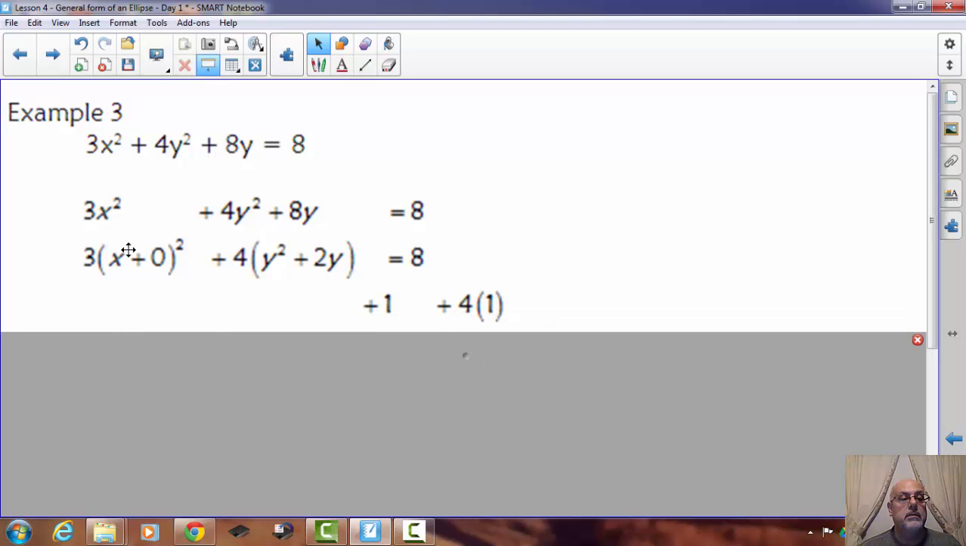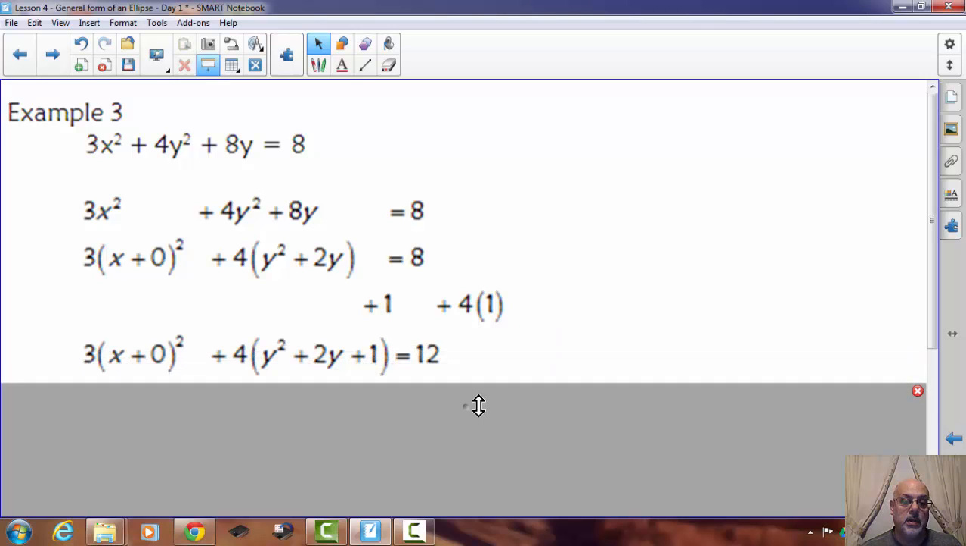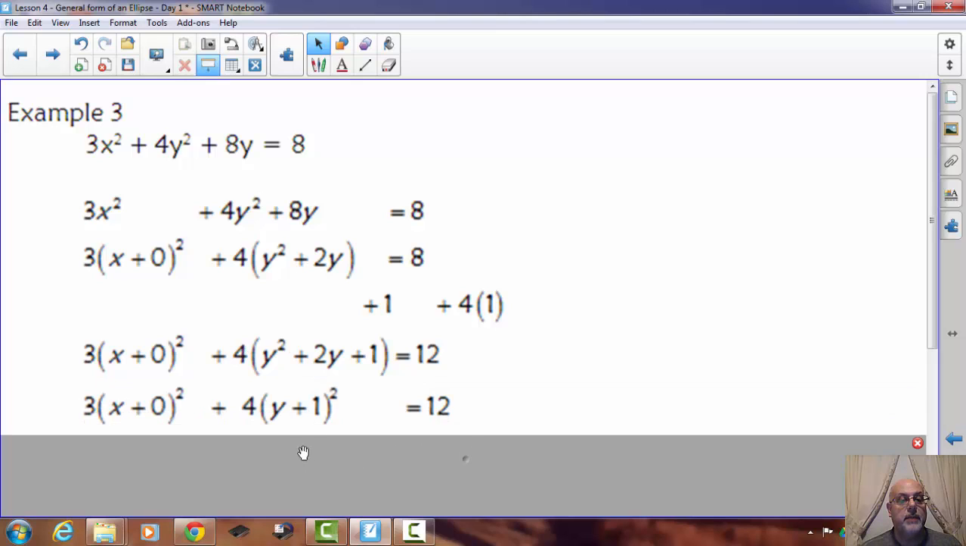So over here, there's nothing to add to the x terms. The y terms, you're adding 1, but you've got that 4 out front, so you're adding 4 times 1, which is 4. 8 and 4 is 12. So you've got to keep dragging the 4 in front of the y terms. Now we can make a perfect square trinomial, y plus 1 squared, 4 still out in front.